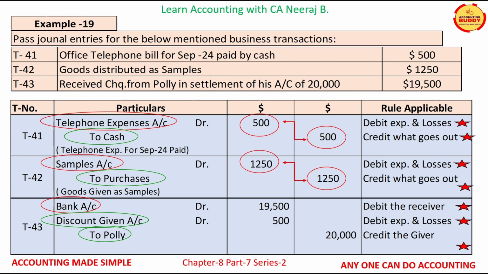Therefore, this transaction is recorded for $20,000 by debiting bank account by $19,500, discount given account by $500, and crediting Polly's account by $20,000.